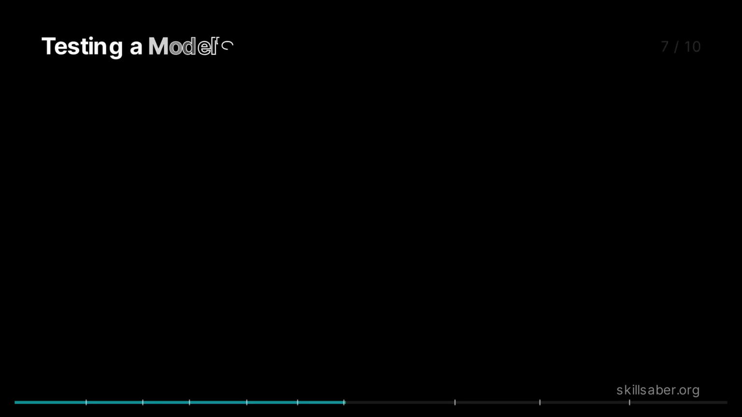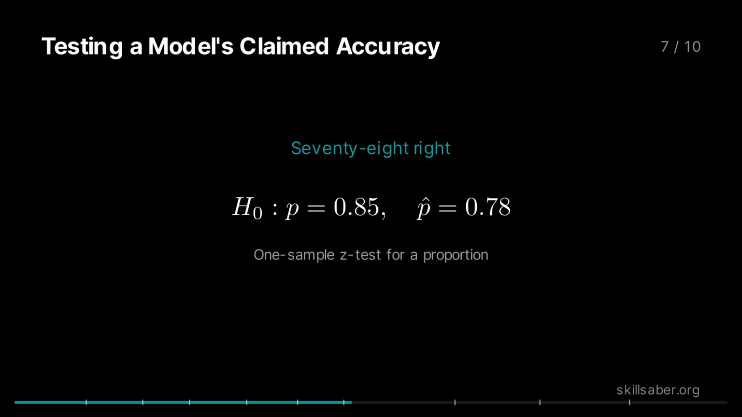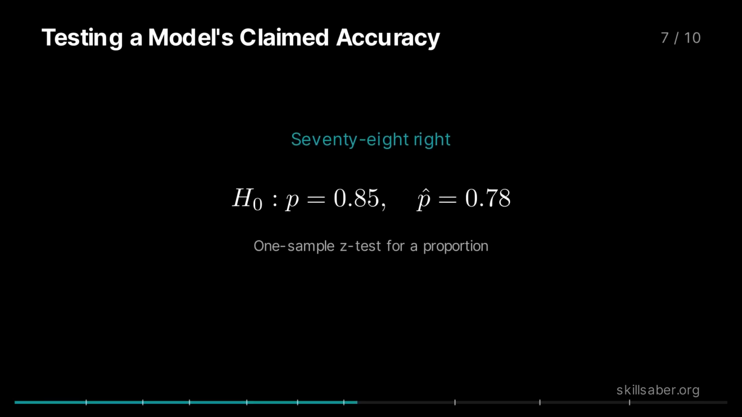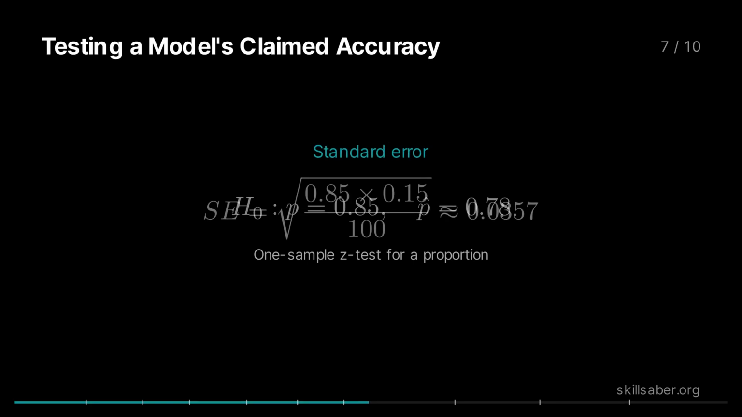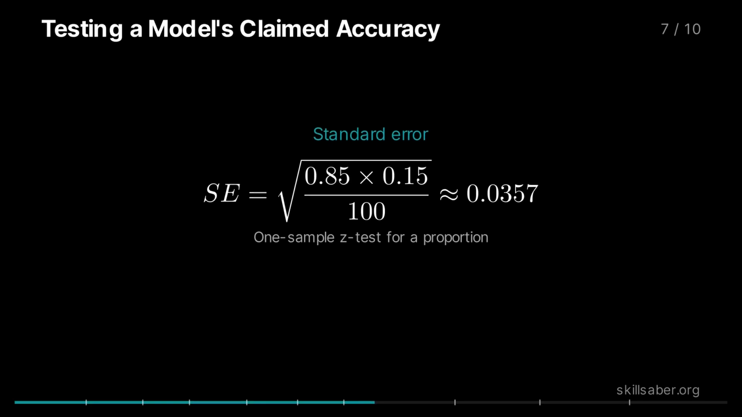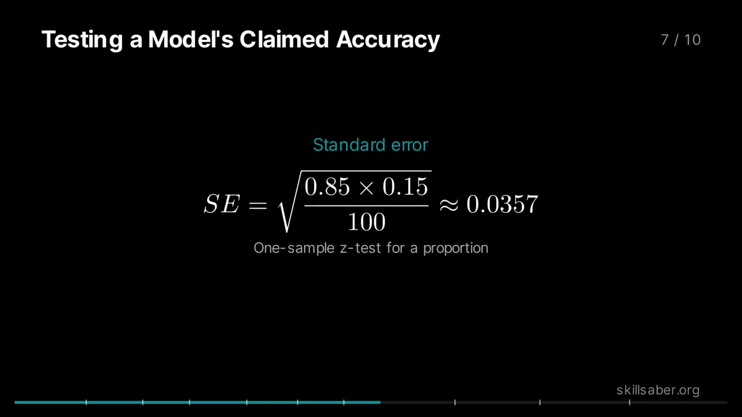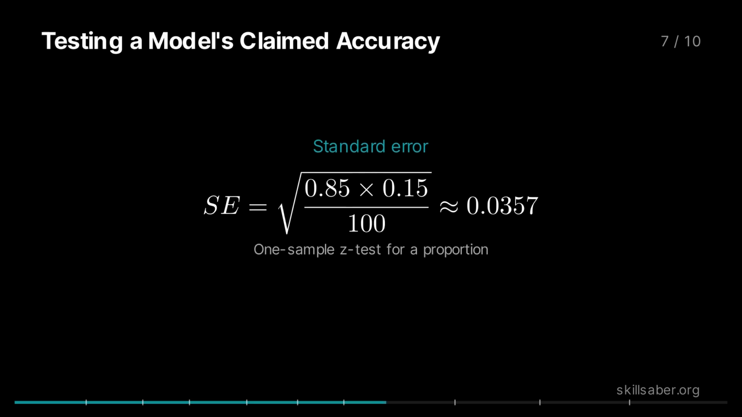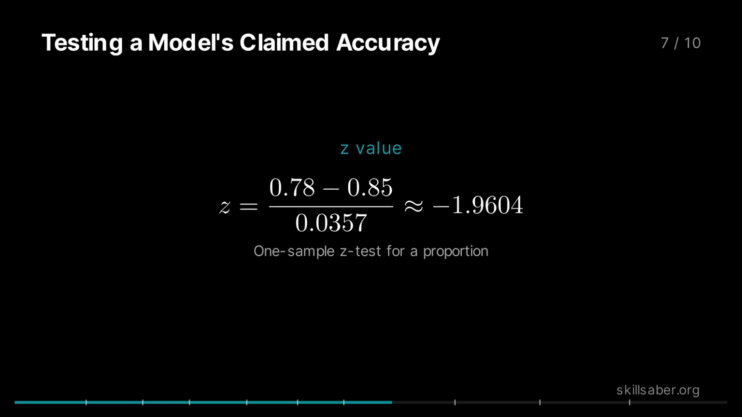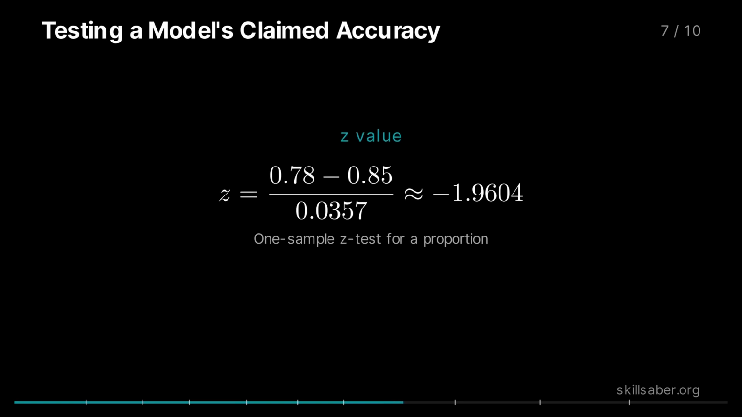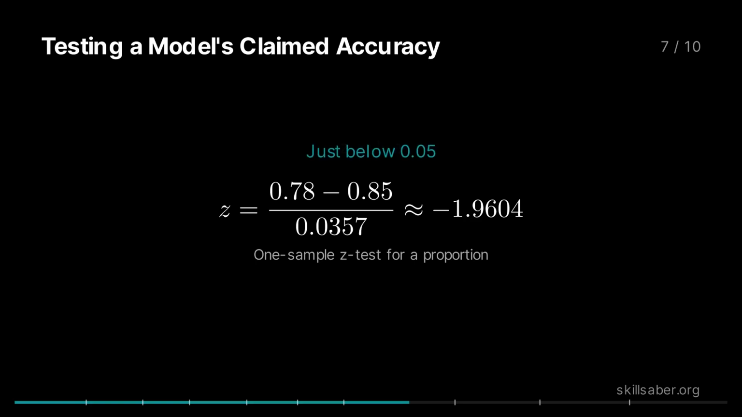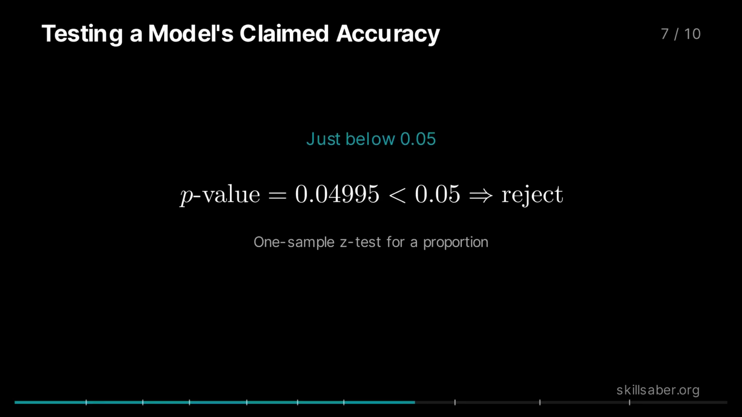A model claims 85% accuracy. On 100 samples, it gets 78 right. H0: p equals 0.85. The standard error is the square root of 0.85 times 0.15 over 100, about 0.0357. That gives z of minus 1.9604. The p-value is 0.04995, just below 0.05, so we reject.